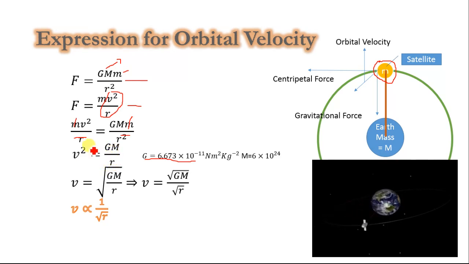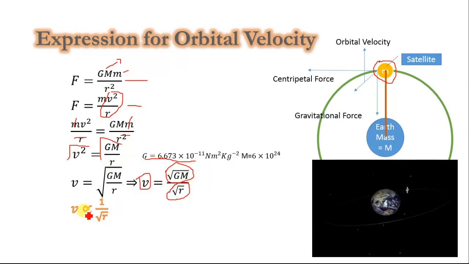Now taking the square root on both sides of this equation, we get v is equal to under root GM by r, and finally v is equal to under root GM divided by under root r. Here this term is constant, and this velocity is inversely proportional to the radius or the distance of separation between the satellite and the Earth.